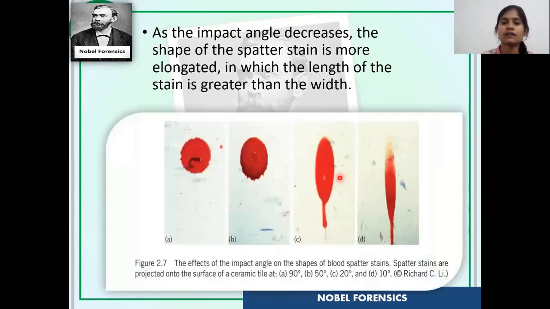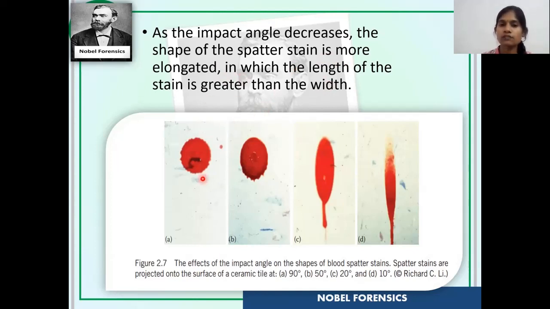You can see here the first one is at a 90-degree angle, a straight perpendicular angle. The second one is at 50 degrees, the third one is at 20 degrees, and the last one is at 10 degrees. So at the crime scene, by observing these blood stains, we should identify the angle between the blood stain and blood source. If there is this third kind of blood stain, then we can estimate the angle between the blood stain and blood source as nearly 20 to 30 degrees. As the impact angle decreases, the spatter stain is more elongated, in which the length of the stain is greater than the width.